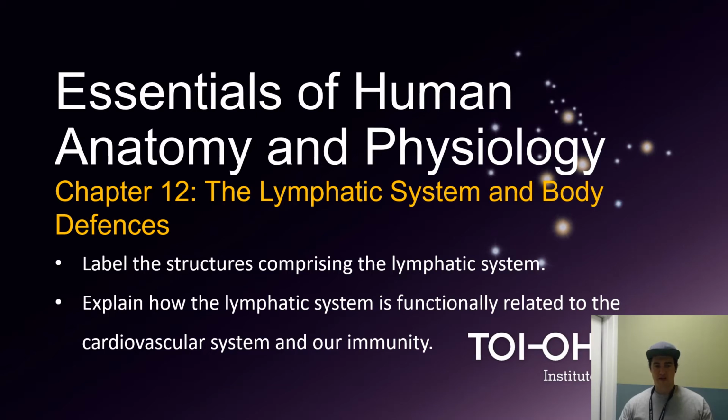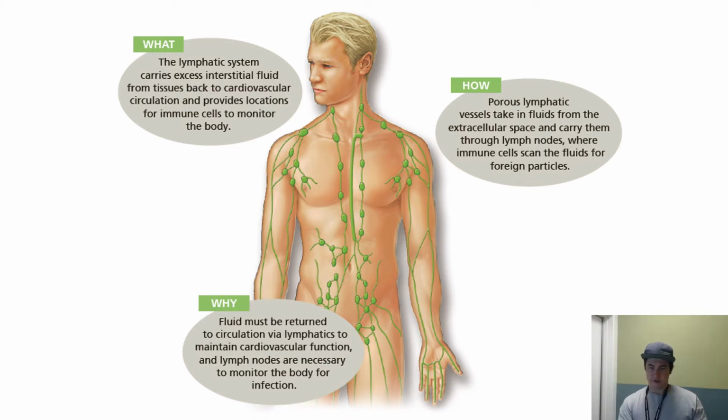This week is the lymphatic system and our body's defences, and we're going to look at the structures that comprise the lymphatic system and explain how the lymphatic system is functionally related to the cardiovascular system and how it supports our immunity. So the lymphatic system carries fluid that has leaked out of our cardiovascular capillaries and into the space outside of the cells, and it helps absorb and carry that fluid back into the cardiovascular system on the deoxygenated side of the heart. It does this by absorbing fluid, much like a sponge, and sending that fluid back towards the heart in a one-way system.